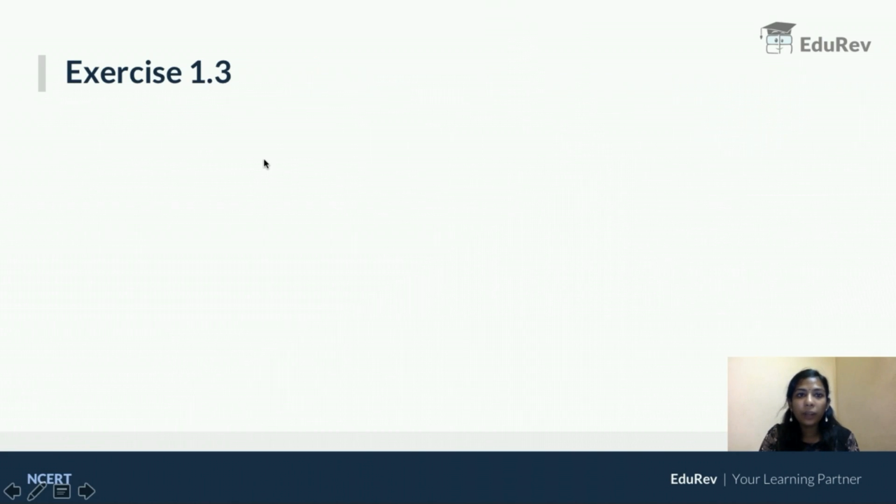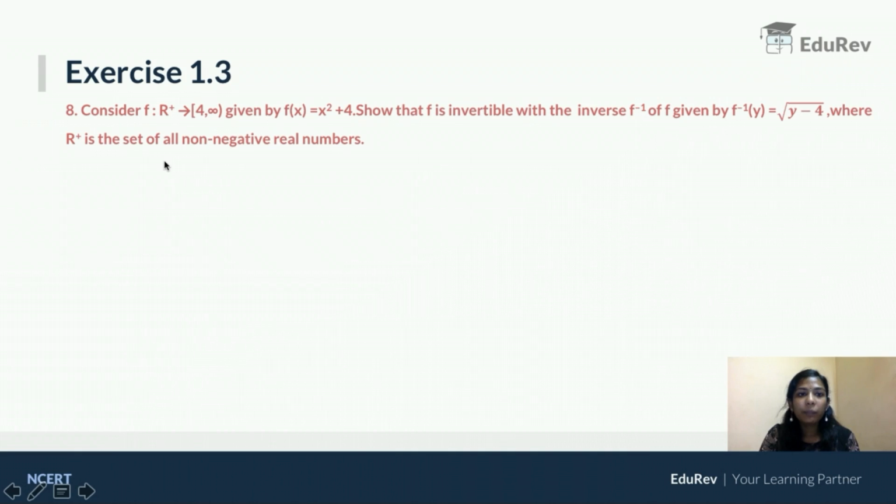I am moving on to an example. Consider f from R plus, the positive real numbers, to the closed interval 4 to infinity, given by f of x is equal to x square plus 4. Show that the function f is invertible with the inverse of f given by f inverse of y is equal to root of y minus 4, where R plus is the set of all non-negative real numbers.